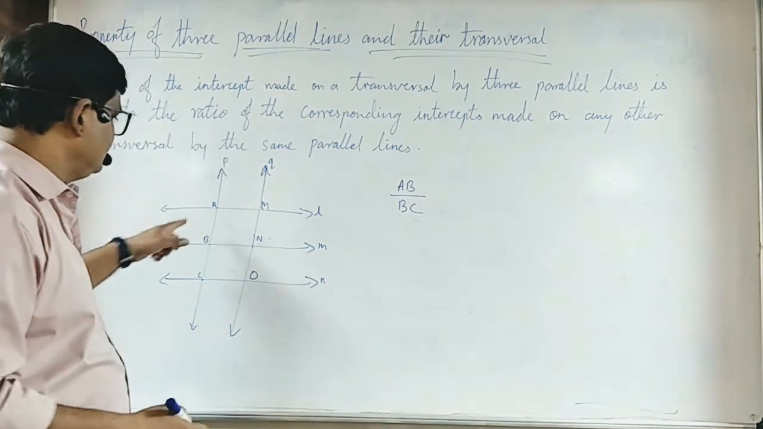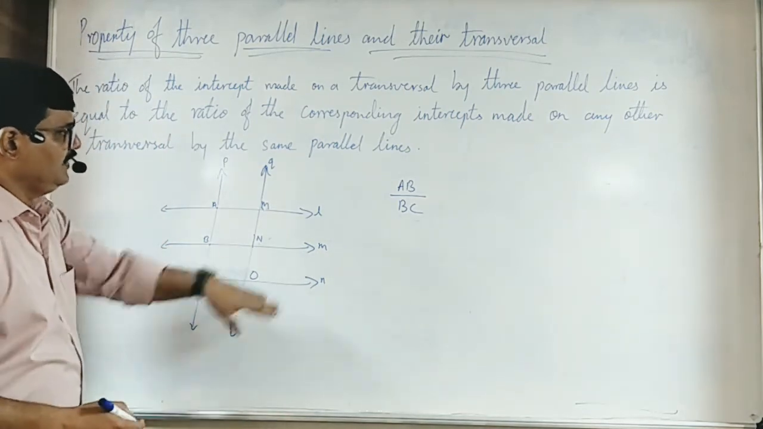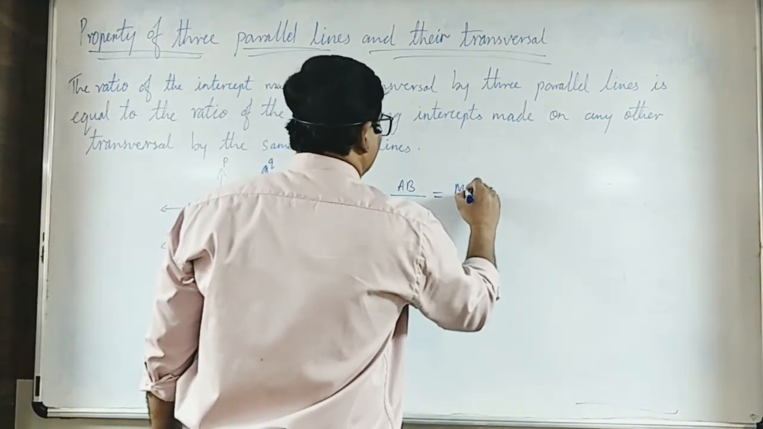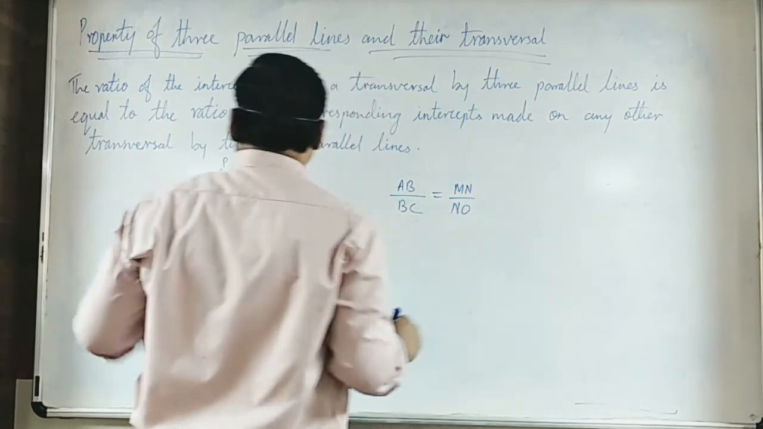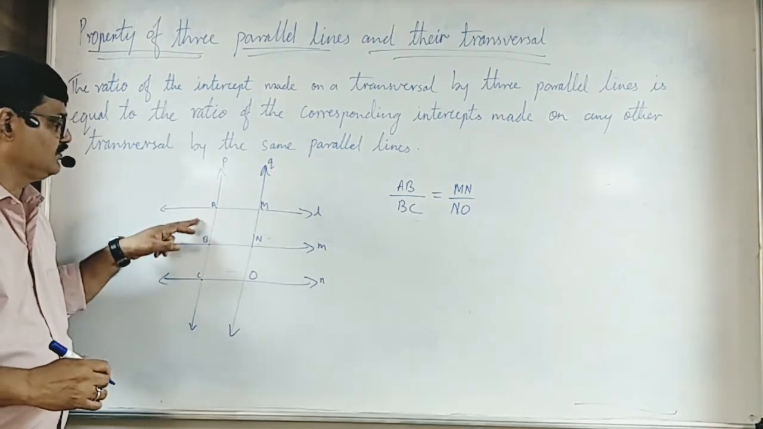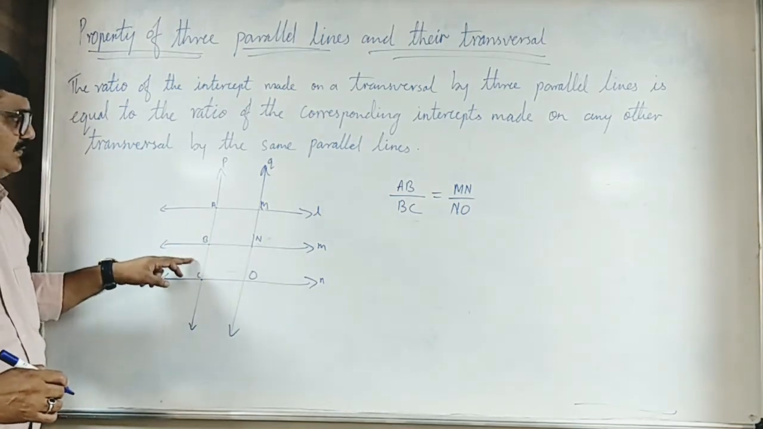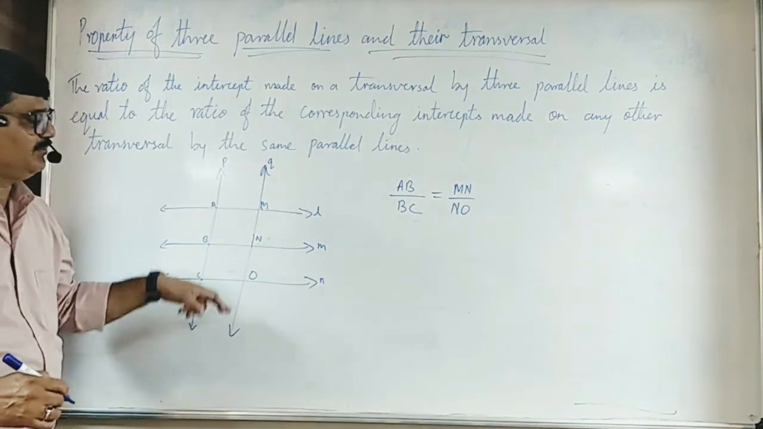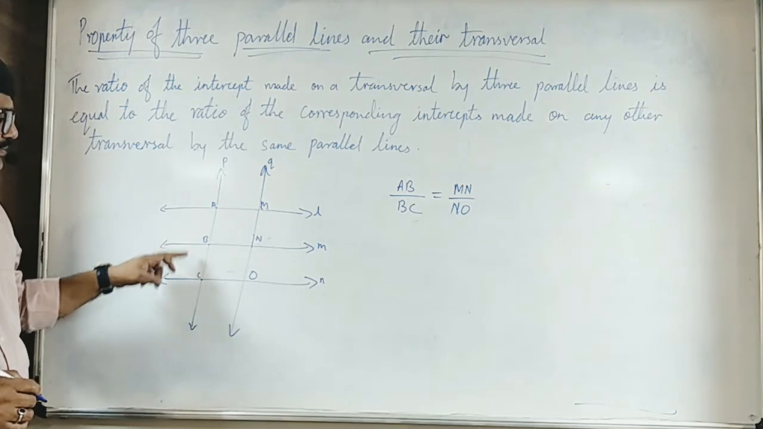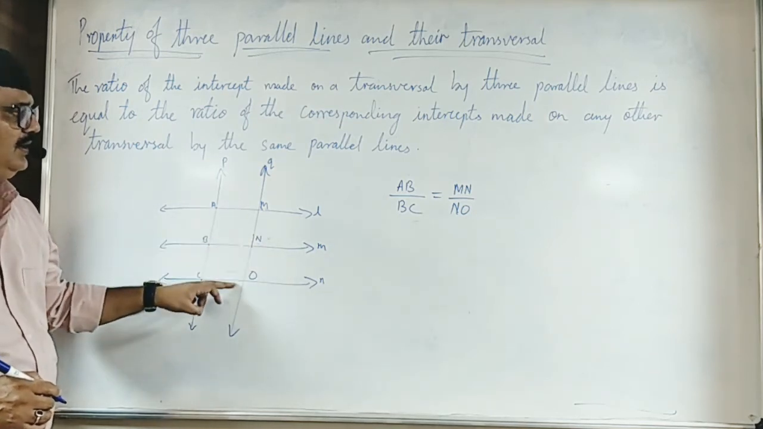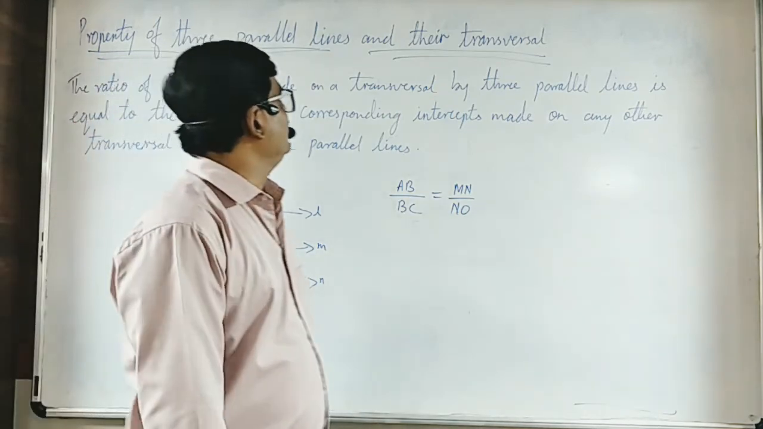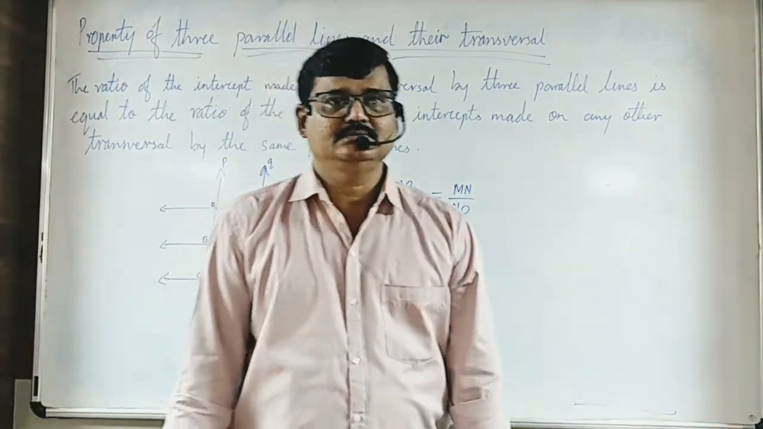So the ratio of the first transversal will be equal to the ratio of the second transversal, that is MN upon NO. Can you see that? If you have three parallel lines and transversals, then the ratio of the intercepts made by one transversal is equal to the ratio of the intercepts made by any other transversal. So AB upon BC will be equal to MN upon NO. Understood? This is called the property of three parallel lines and their transversals.